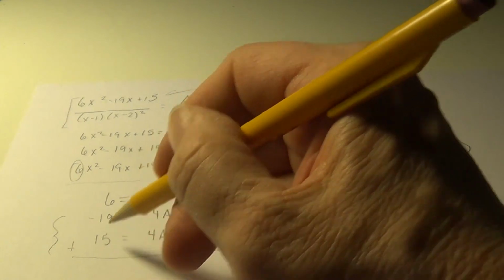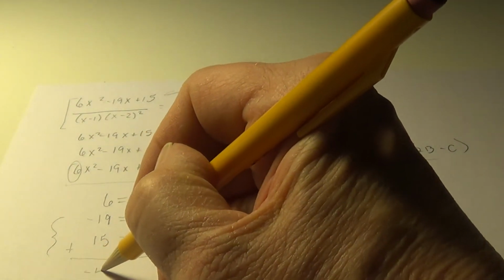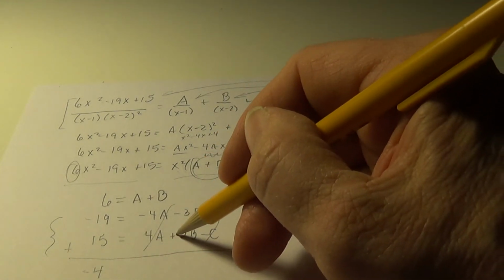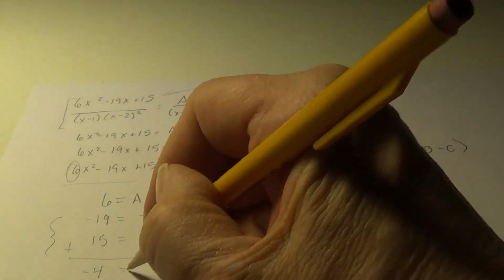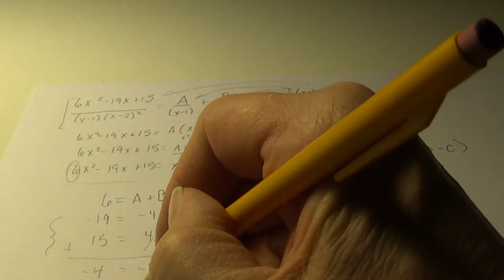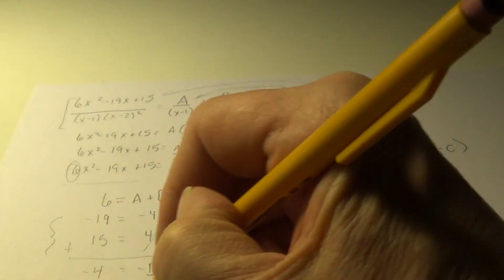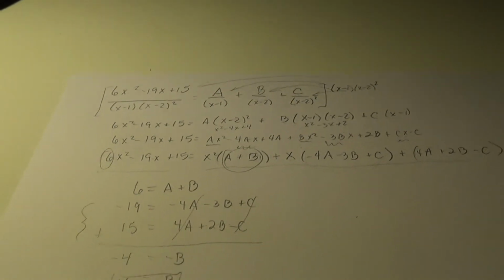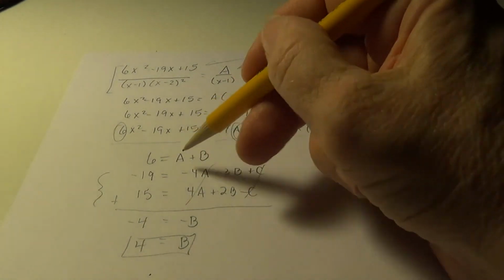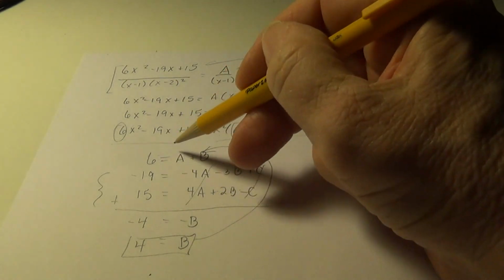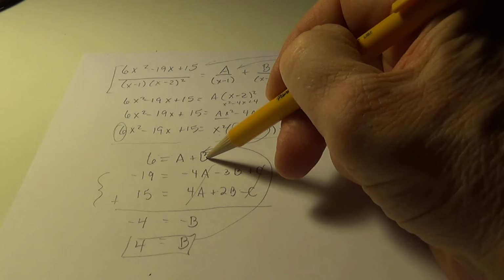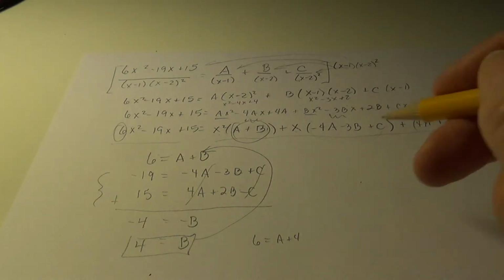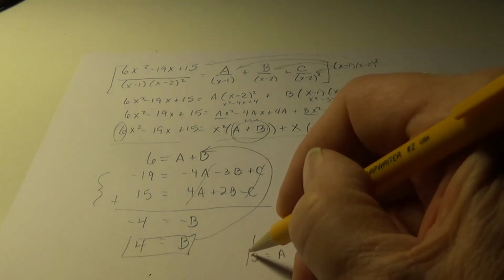So the negative 19 and 15 is a negative 4. And this will drop out, this will drop out. A minus 3b and a positive 2b gives me a minus b. So then I can multiply through by a minus 1, and I get very quickly that b equals 4. All right, so I know up here, if b equals 4, I can go right up here and see 6 equals a plus 4. So if 6 equals a plus 4, I can subtract 4 from both sides. I get a equals 2.